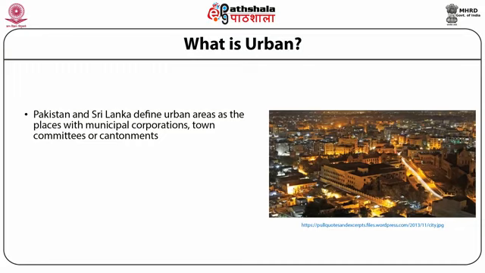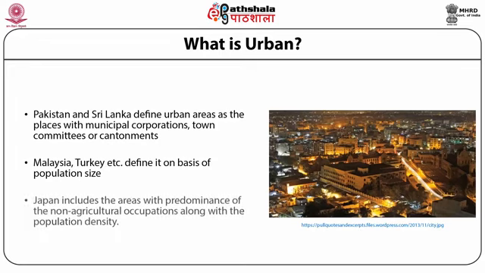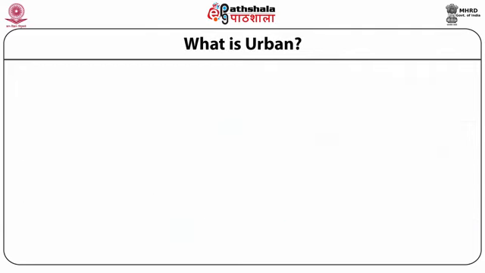Pakistan and Sri Lanka follow the administrative definition, while countries like Malaysia, Turkey, etc. define it on the basis of population size. And countries like Japan define it on the basis of predominance of the non-agricultural occupations along with the population density. Thus, we can have three types of definitions.